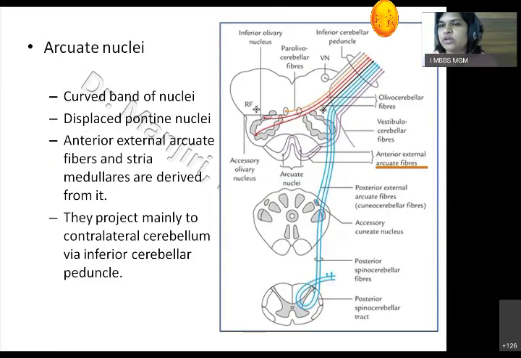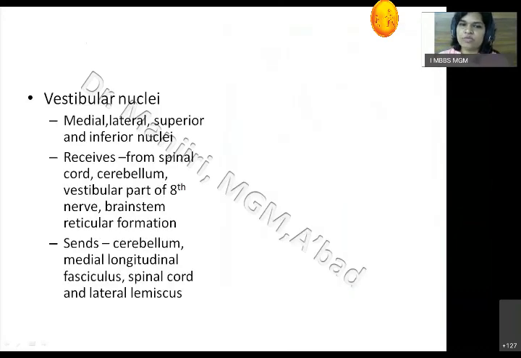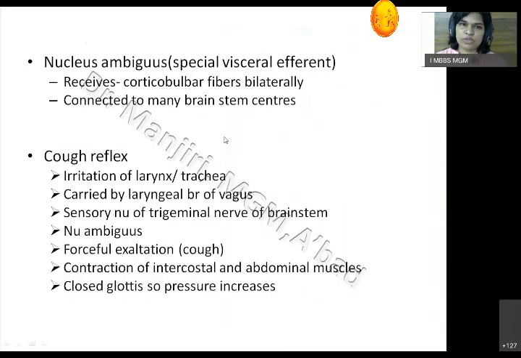Arcuate nuclei, which are ventral to the pyramid, are actually displaced pontine nuclei. And from here, again the white fibers come out and they form the anterior external arcuate fibers. They go to the opposite inferior cerebellar peduncle. So we have already seen all three arcuate fibers. Vestibular nuclei we'll see in the pons in more detail.